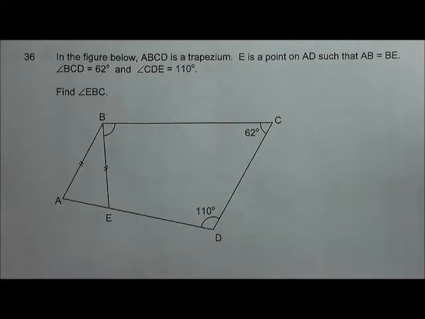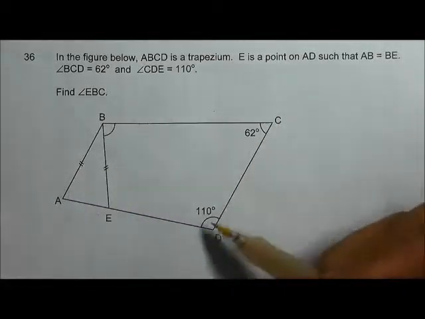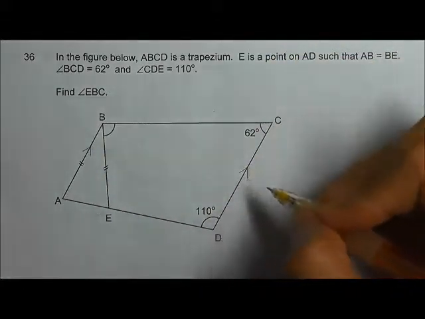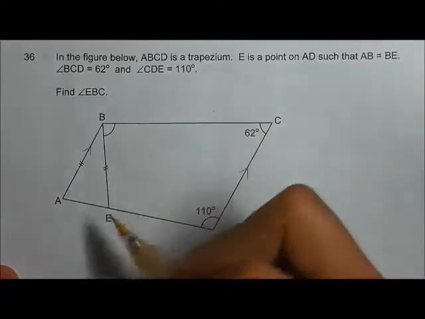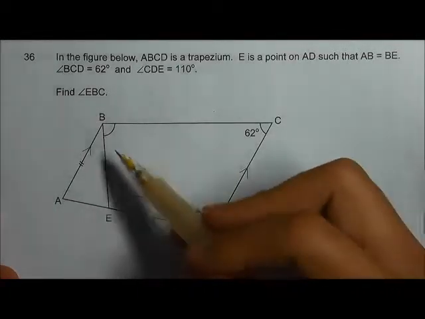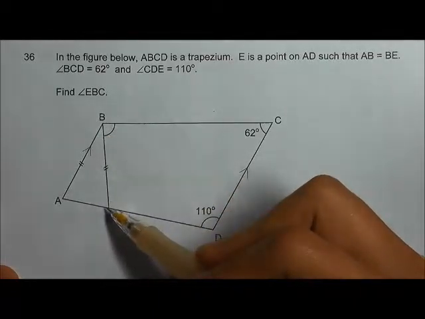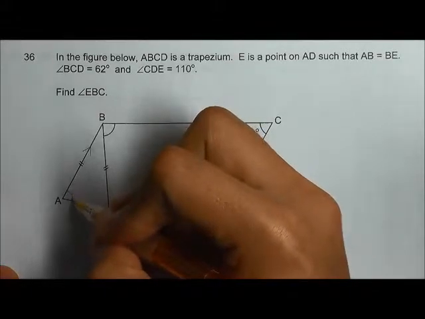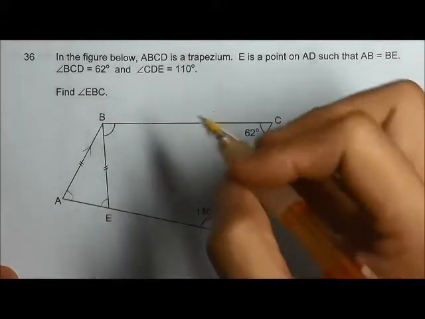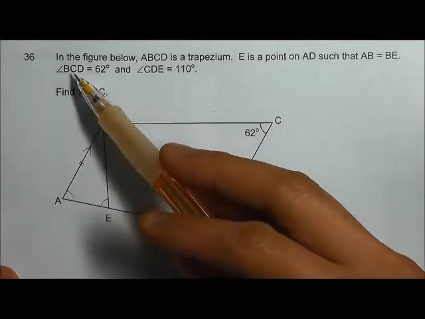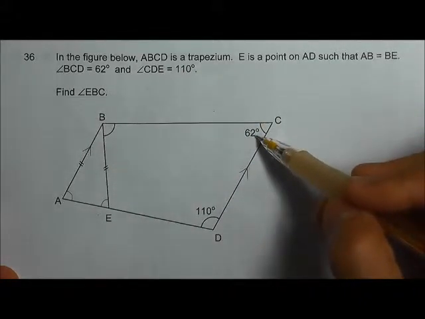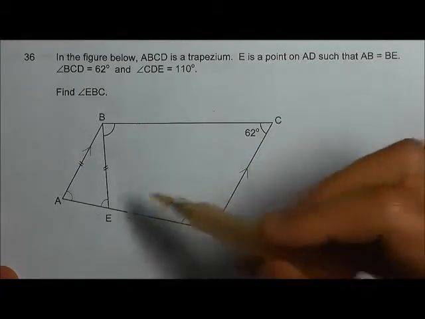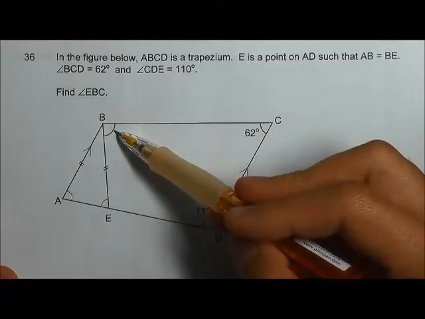Okay, in this figure, ABCD is a trapezium. So ABCD has a pair of parallel lines, AB and CD. And E is a point on AD such that AB and BE are equal. So triangle ABE is an isosceles triangle with this angle equal to this angle. Then we have angle BCD equal to 62 degrees and angle CDE equal to 110 degrees. We are supposed to find angle EBC.